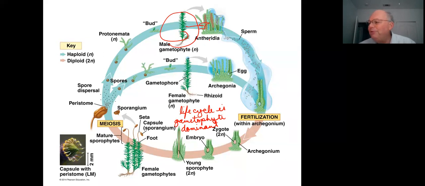So remember, the antheridium is the male gametangium. So it is a haploid structure. The gametophyte itself is haploid. The antheridium is haploid. The cells inside the antheridium are haploid, and they are going to produce sperm by mitosis. So the sperm are produced in the antheridia by mitosis.